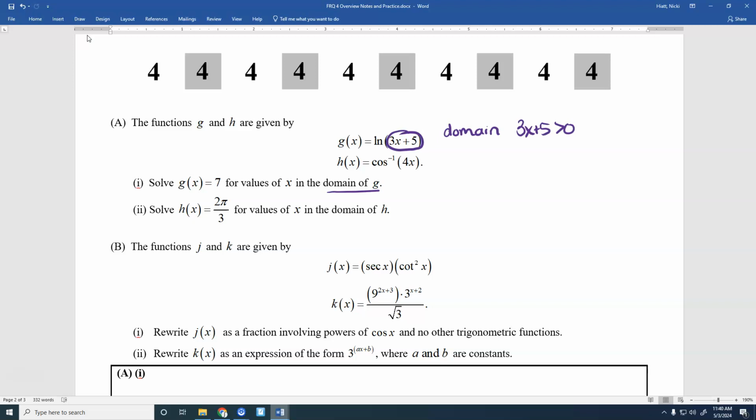So that would be like your domain restriction. You won't do anything other than throw out an answer if it gives you a 0 or a negative inside of your natural log.